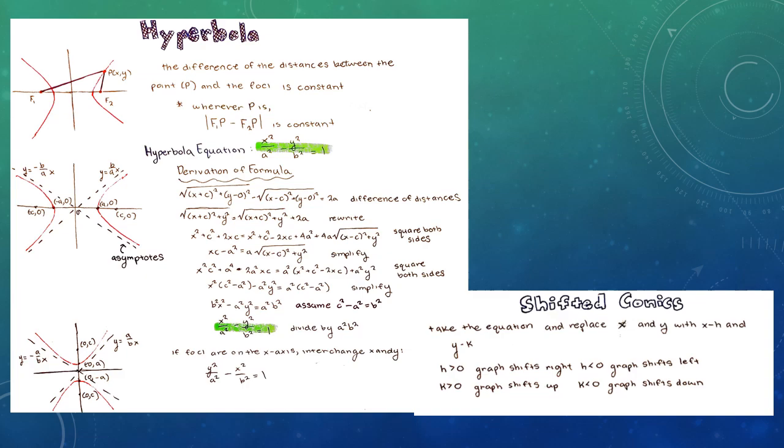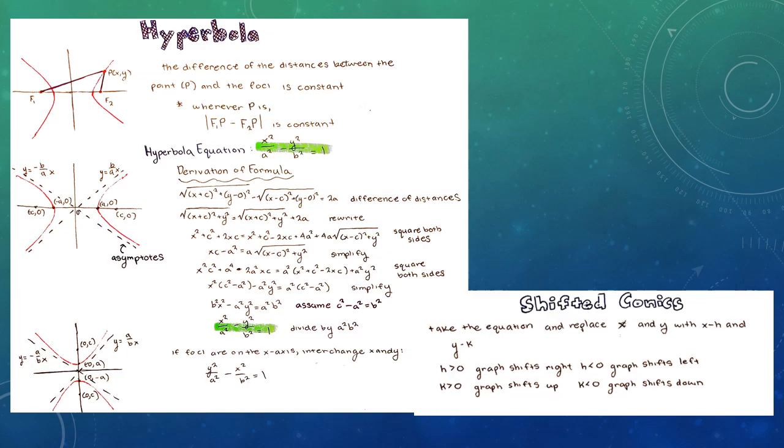Now if the foci are on the y-axis instead of the x-axis, we interchange x and y, and we'll get y squared over a squared minus x squared over b squared is equal to 1. This also changes the coordinates of the foci. They are now 0, c, and 0, negative c, and the vertices are 0, a, and 0, negative a. The asymptotes are now plus or minus a over b x.